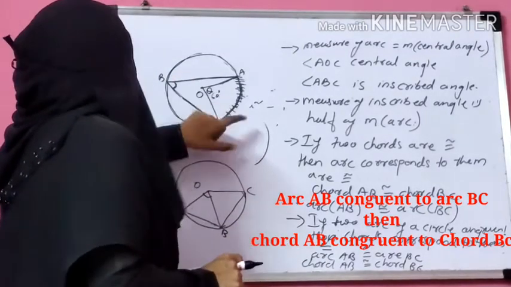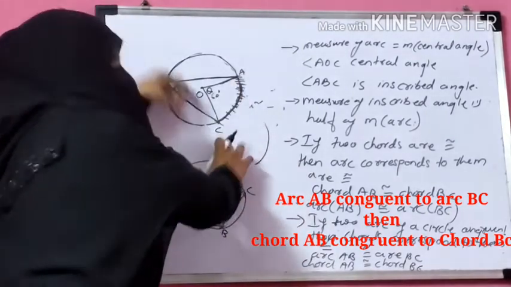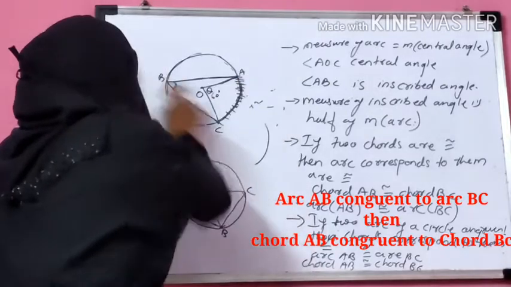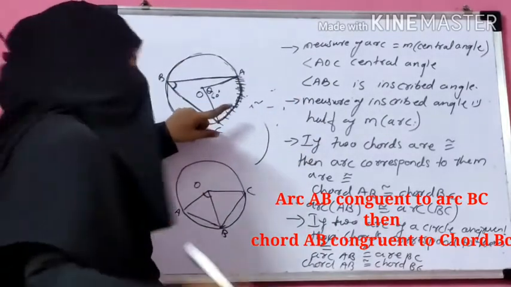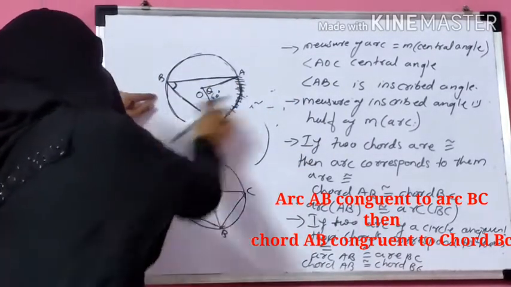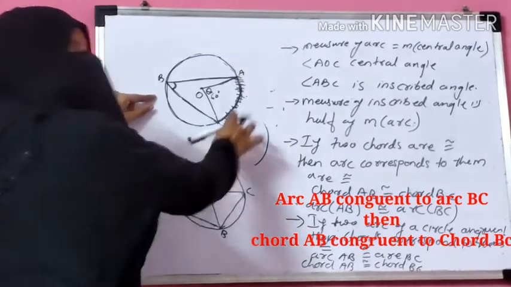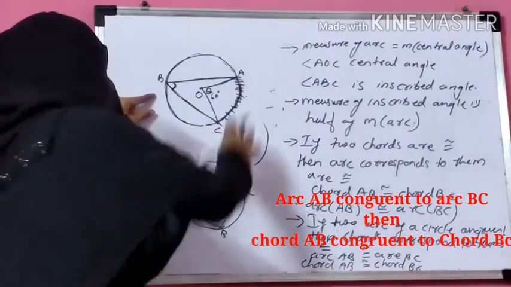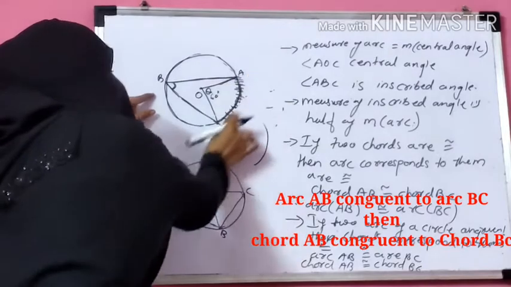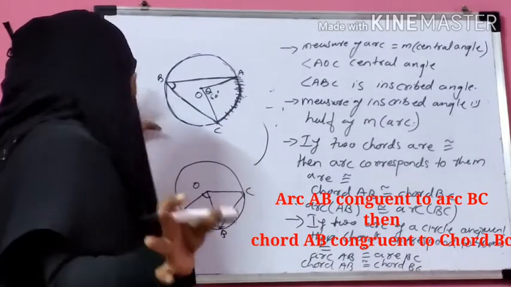And the next is here. Angle AOB is a central angle and angle ABC is an inscribed angle. And the measure of the inscribed angle is always half of the intercepted arc. The measure of the inscribed angle is always half of the measure of the intercepted arc.